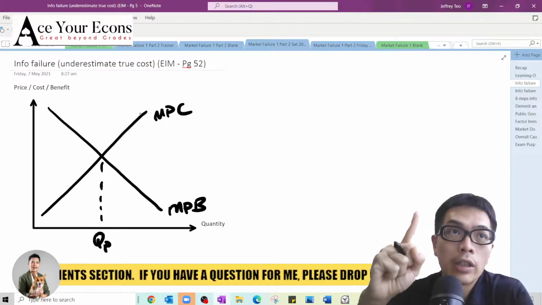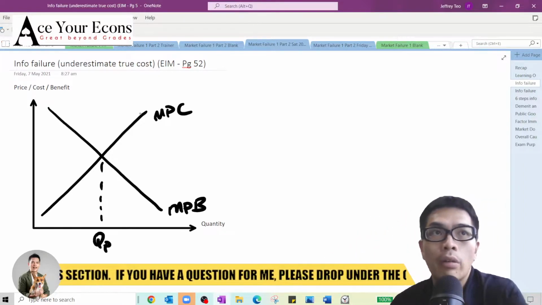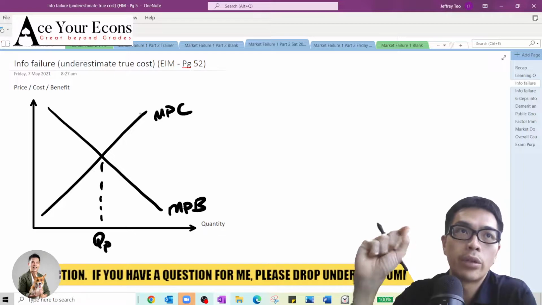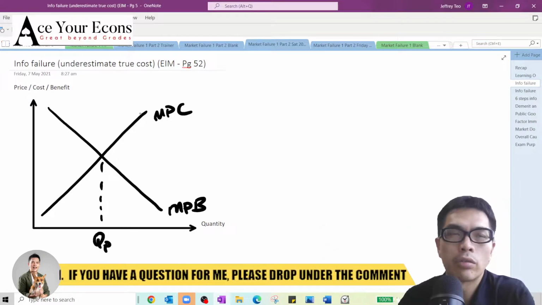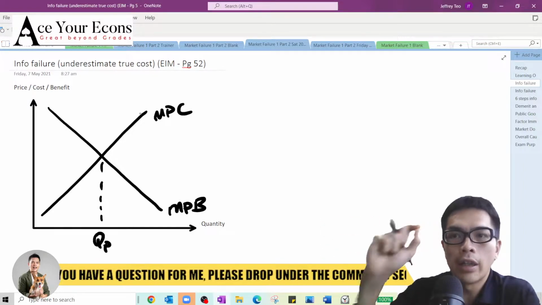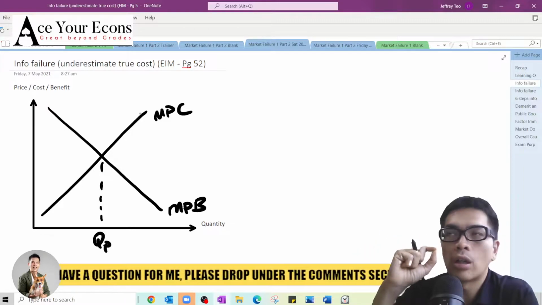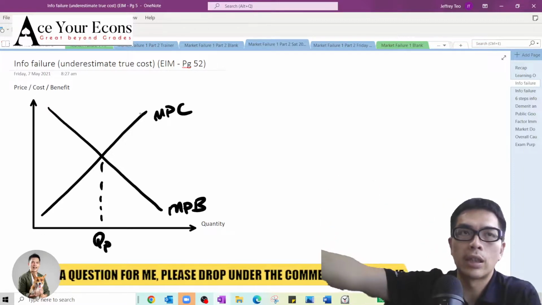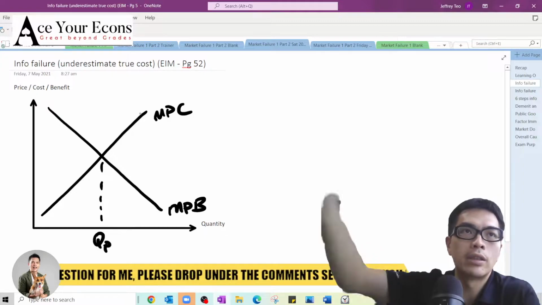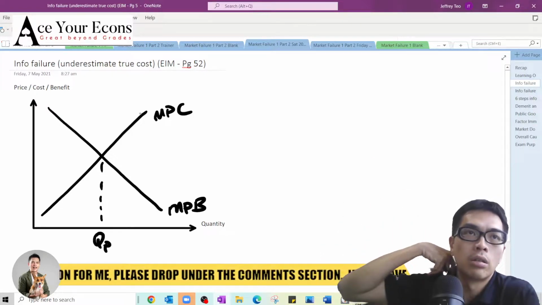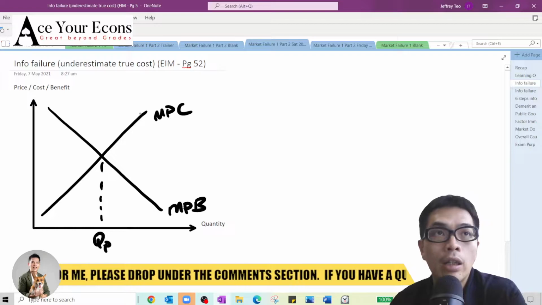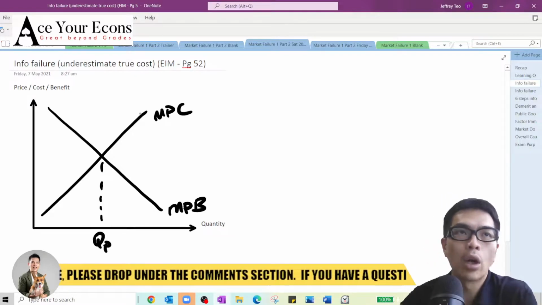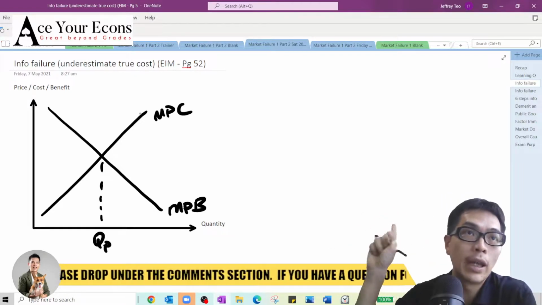Now let's look at the example of alcohol again. Alcohol and cigarettes are very good examples of info failure as well. Earlier, we saw that consumption of alcohol results in third-party cost to others. Someone is going to be worse off as a result of us consuming alcohol. Now for info failure, we are going to look inwards, not outwards. So this is the main difference.